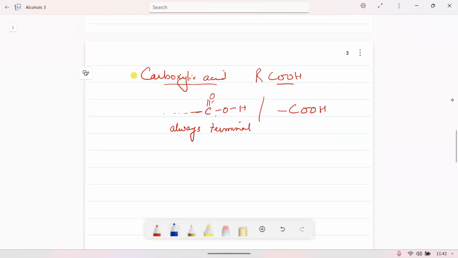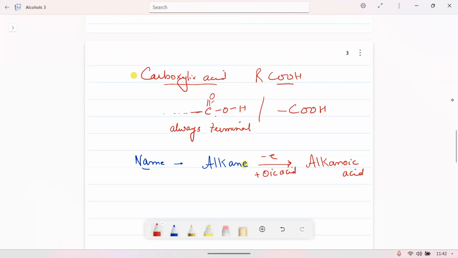The naming is also based on the name of the alkane. Alkane means how many carbon atoms are there in the parent chain. So you remove the E, and add oic acid to this. So this will become alkanoic acid. You don't need to write any positions over here. The reason is it is always terminal.